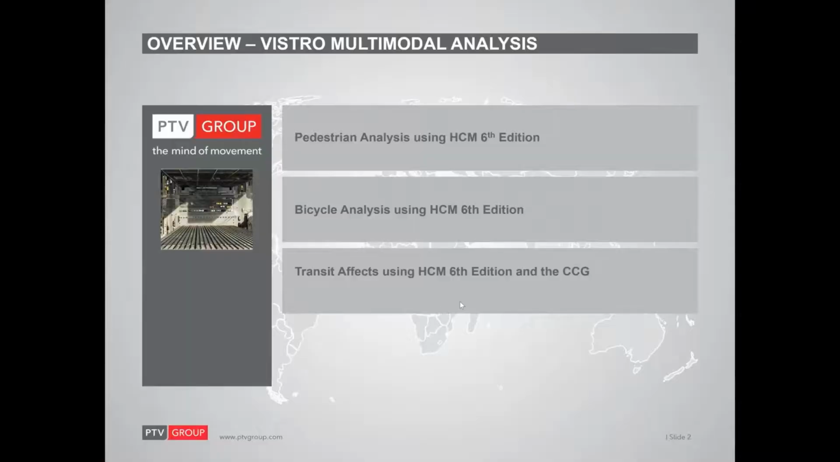All right, so a few of the topics we'll split about half and half, but basically we'll look at how you can perform and obtain some pedestrian measures of effectiveness through using Vistro's signalized intersection analysis from the Highway Capacity Manual 6th edition method. And then we'll look at the bicycle analysis measures that are available as well.